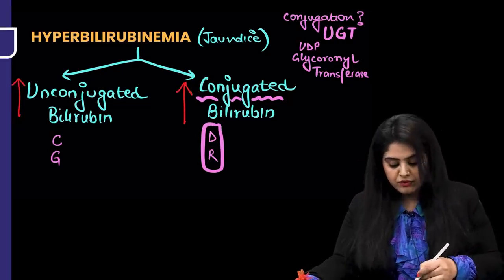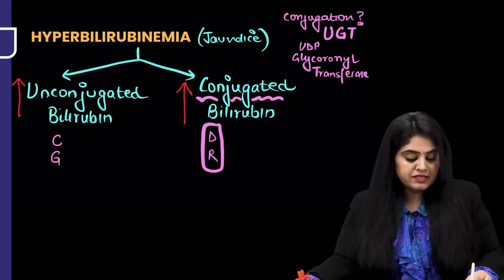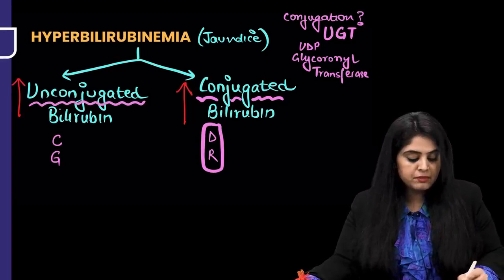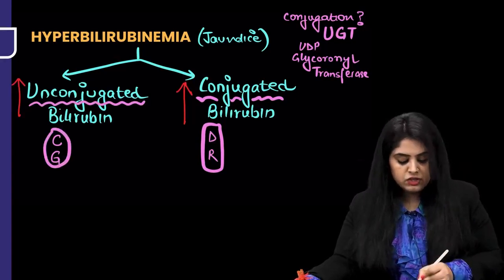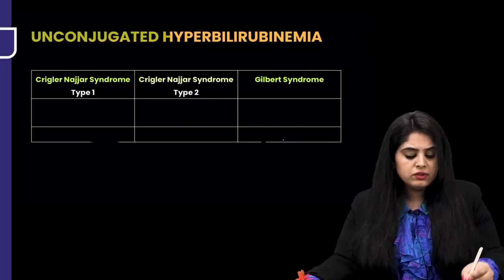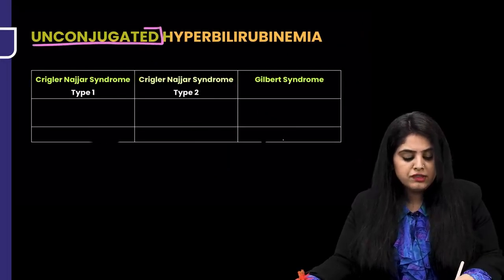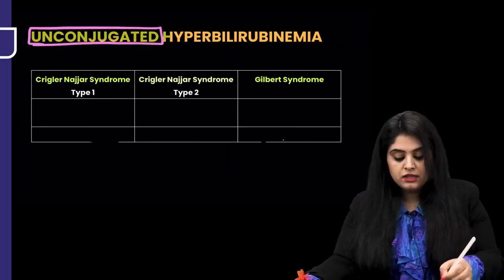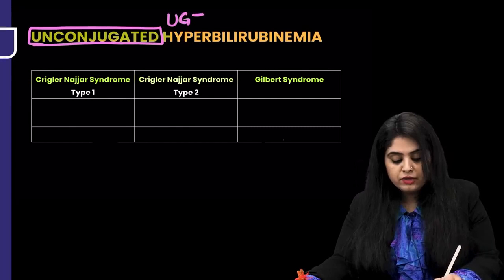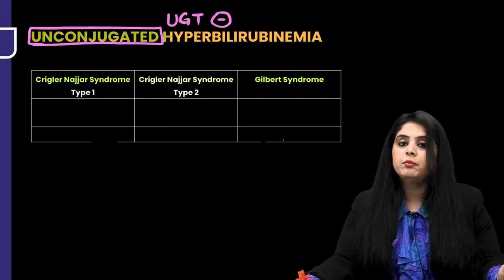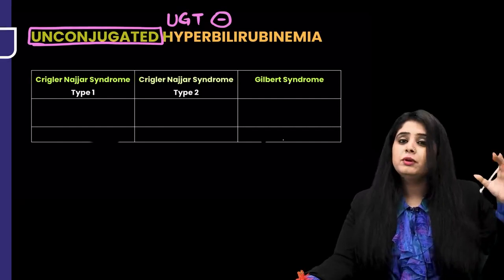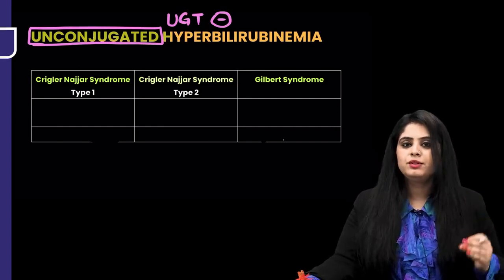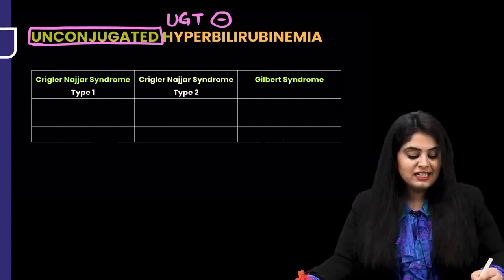So coming back, moving to the individual details. I'm starting with unconjugated hyperbilirubinemia, Crigler-Najjar and Gilbert. Why do you think it is unconjugated? You will say, ma'am, that enzyme must be missing. UDP glucuronyl transferase basically must be a problem. So, too much of a problem, a little less of a problem, a little less of a problem. That is what it is.